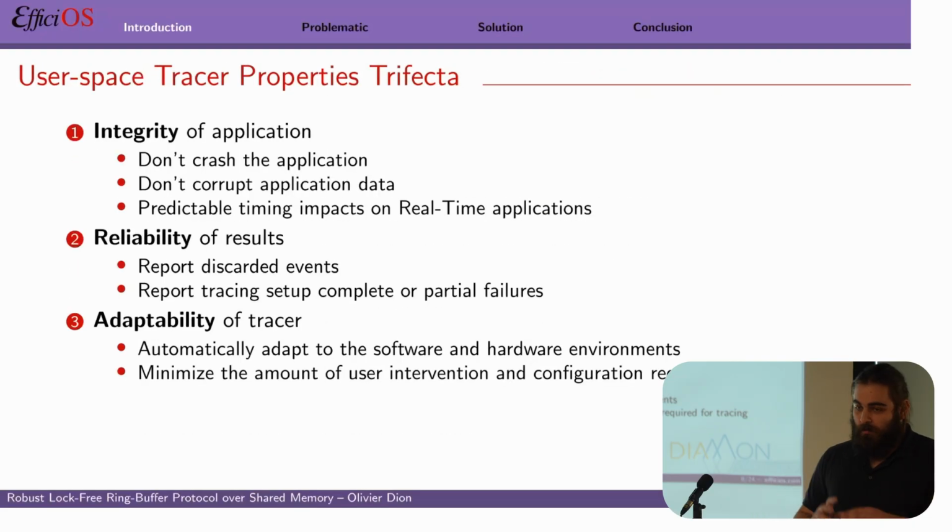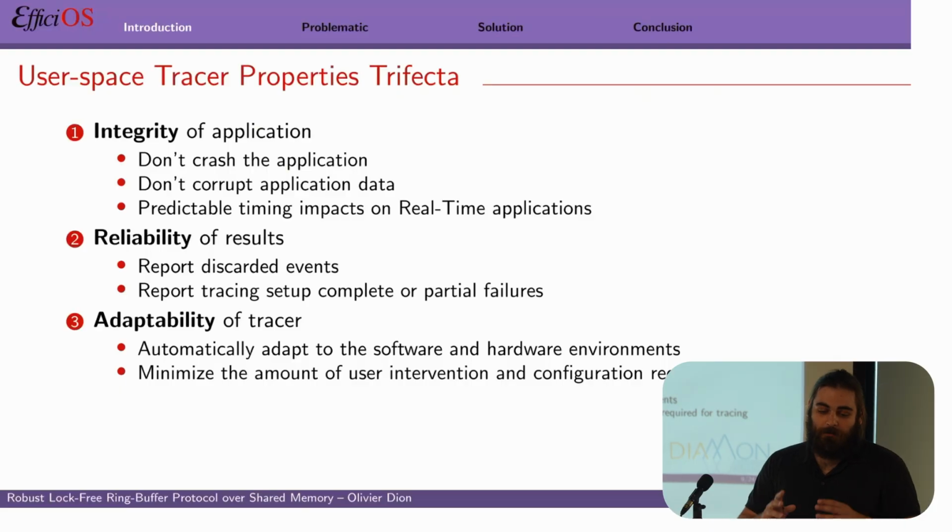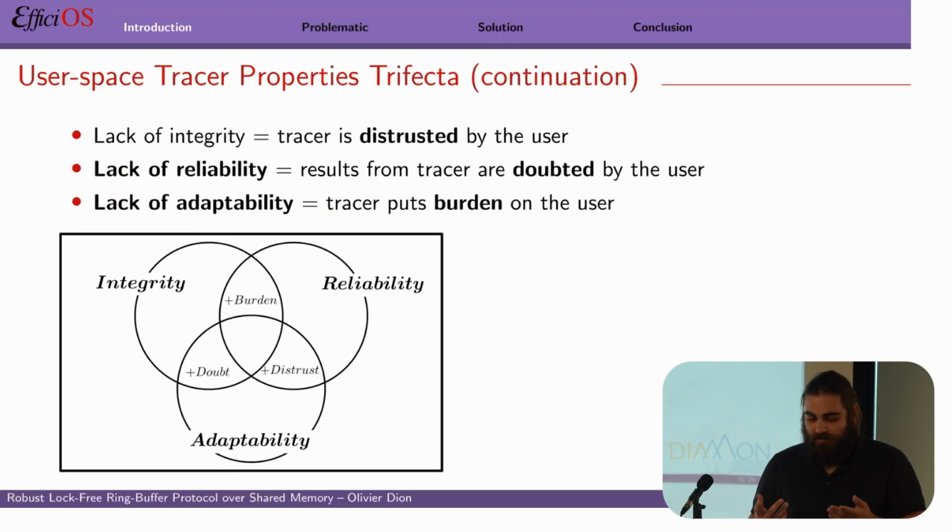So this is a quick reminder from the last event that we had 2 years ago. Some nice properties that a user space tracer should have. The first one is integrity, the second one is reliability of results, and the third one is adaptability of the tracer. And in our case, we have a lack of reliability in that the results are missing.